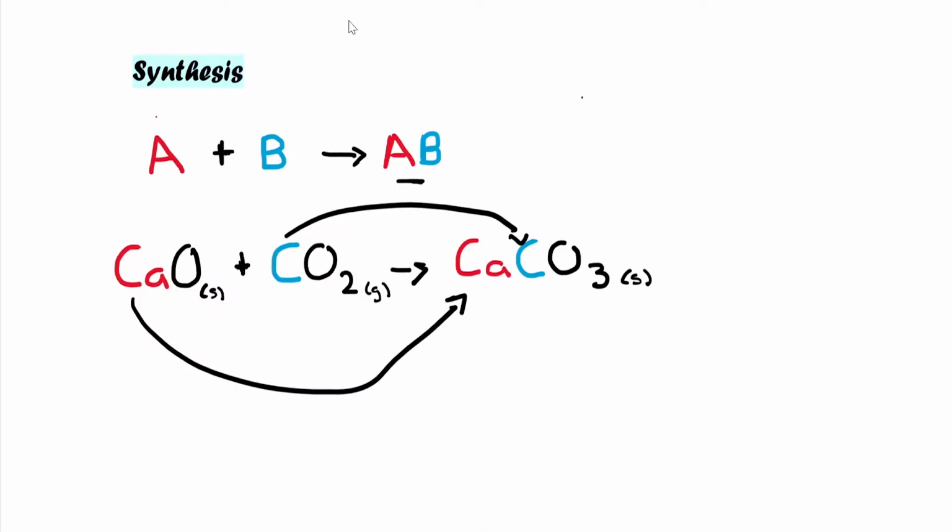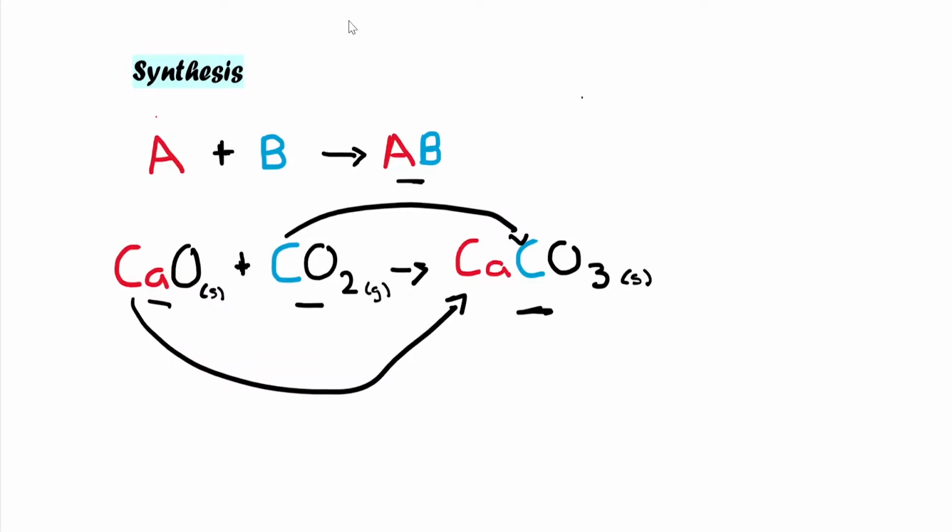It's just elements, compounds combining together to form a new compound. And a quick way, if you want to determine it on a whim, is to see that if there's 2 compounds on the left side and 1 on the right, typically that is a synthesis or a combination reaction.